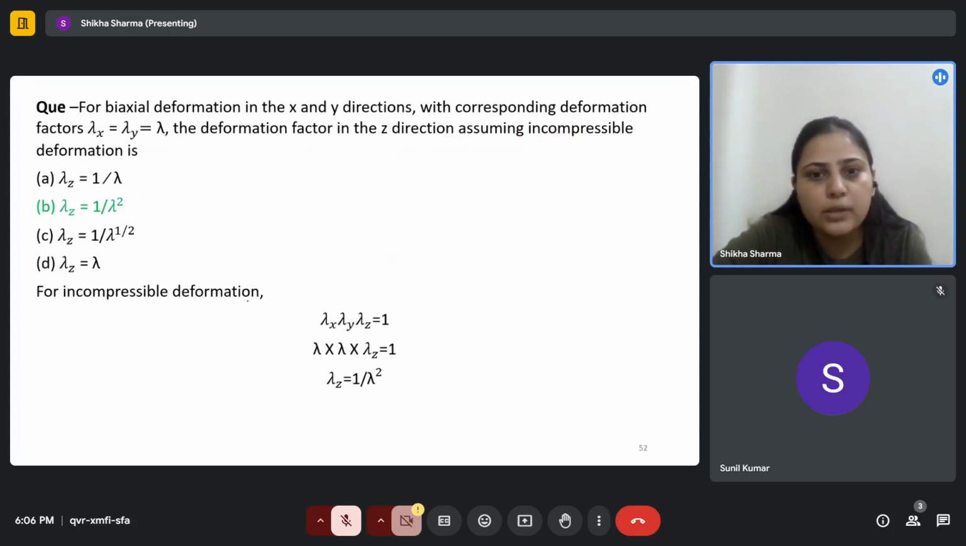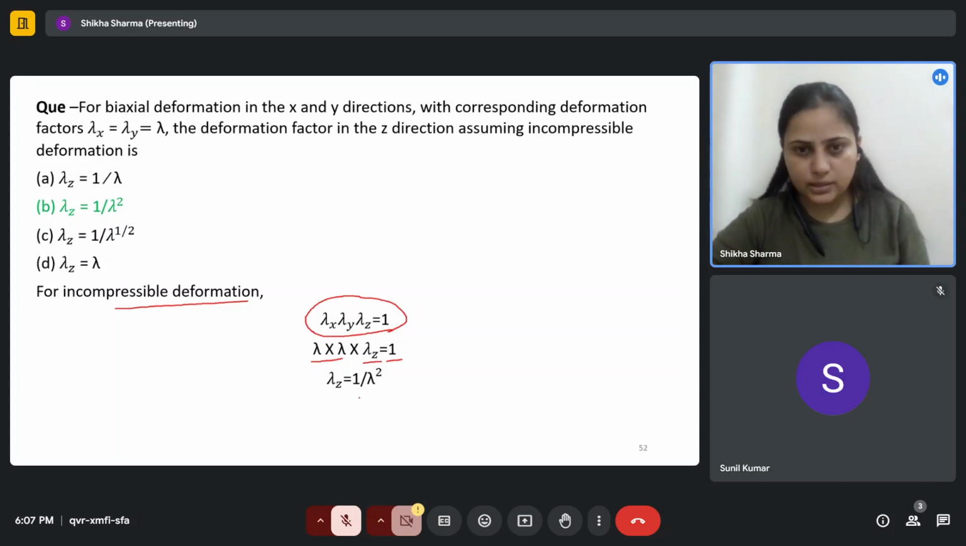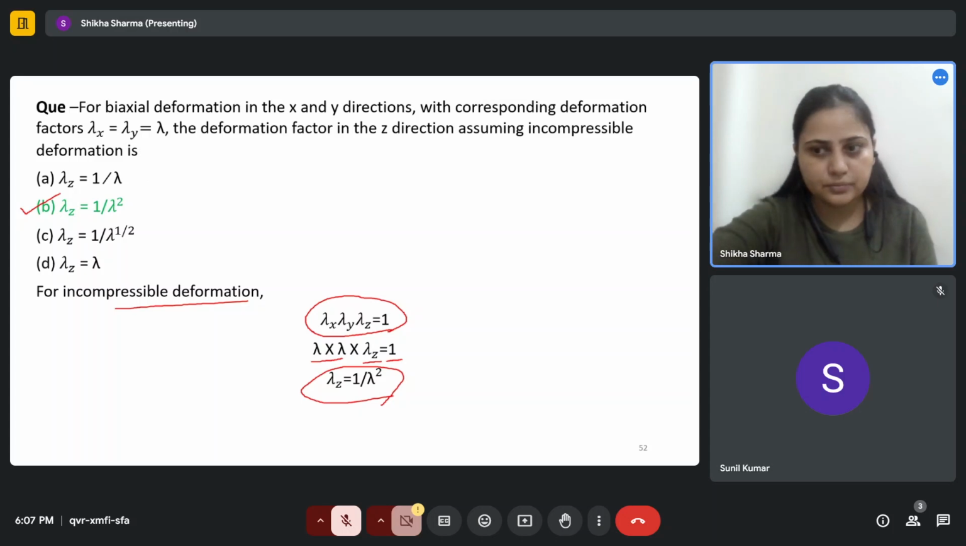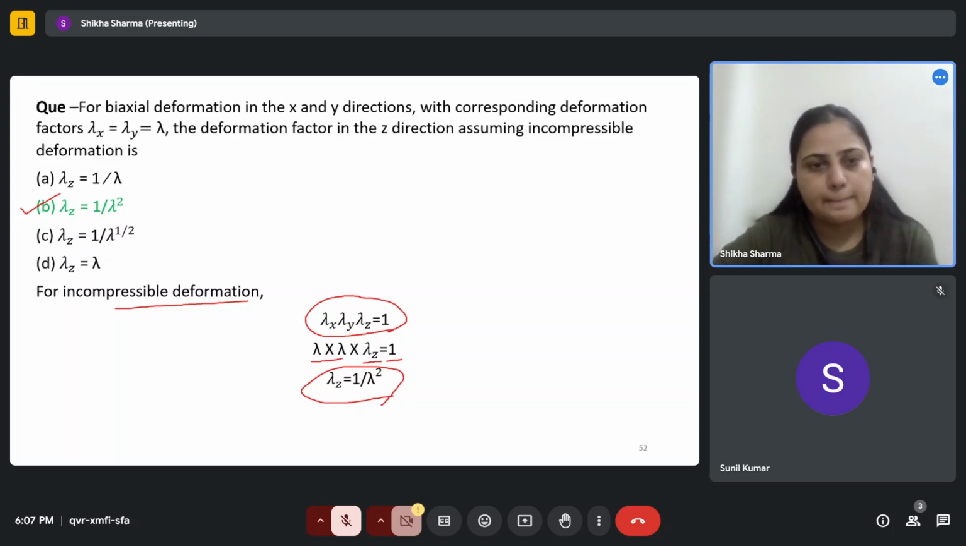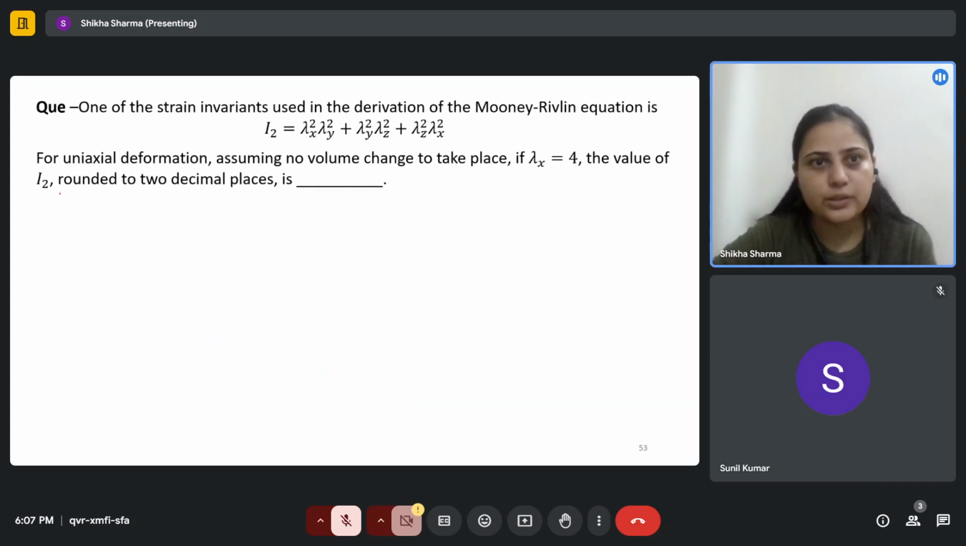So for incompressible deformation, the deformations in the x direction, y direction and z direction, when multiplied, will come to 1. So the deformation in the x and y directions are lambda into lambda, into lambda z, because we need to calculate the deformation in the z direction, equals 1. So the deformation in the z direction is equal to 1 upon lambda square. So option B is correct. I'm moving to the next question.